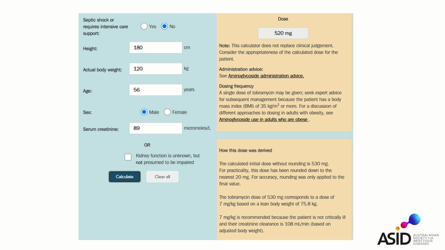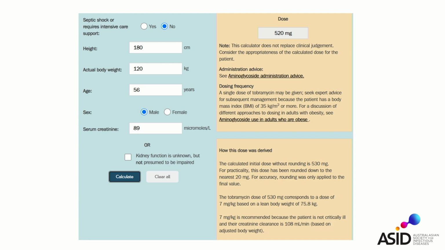So because this patient that I've put in actually has quite a high body mass index, it's actually only recommending a single dose. So that's there under dosing frequency. And then the box of how this was derived, I think is just great because if you want to do a different dose because of whatever reason, you can really use this to see how they've come up with this and whether that aligns with what you think are the priorities in this patient.